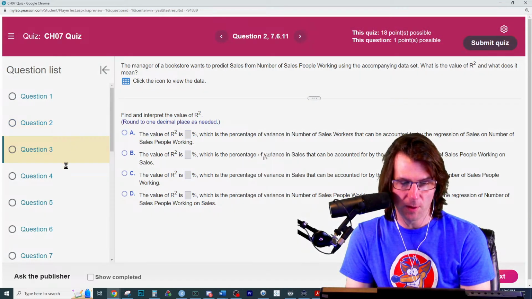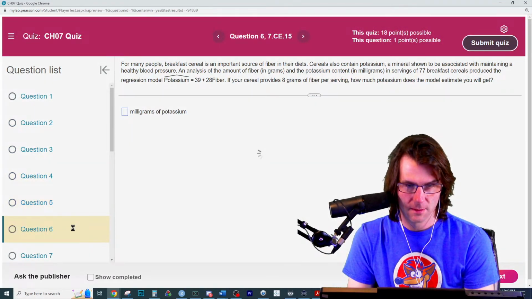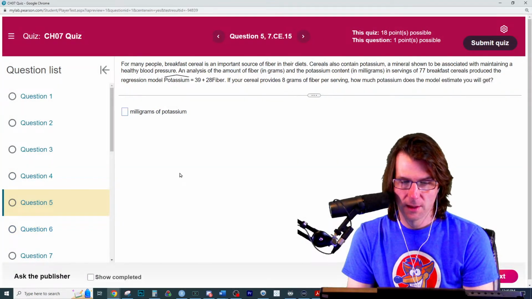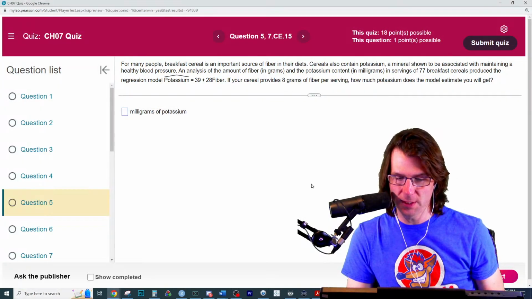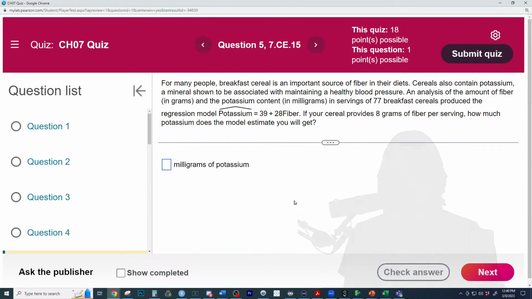For many people, breakfast cereal is an important part of the day. Cereals also contain potassium, a mineral shown to be associated with maintaining a healthy blood pressure. An analysis of the amount of fiber in grams and the potassium in servings of 77 breakfast cereals, that's the sample size right there, is included. The regression model predicting potassium says predicted potassium is equal to the intercept 39 plus 28 times fiber.